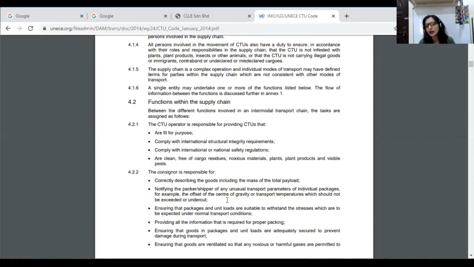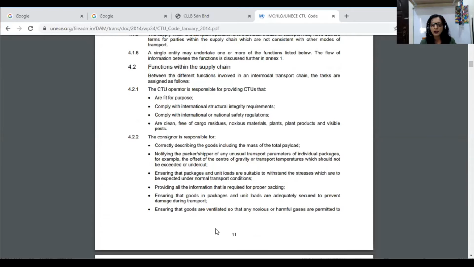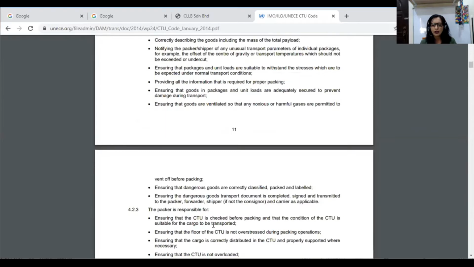So here they're giving it to you in a general sense, because when it comes to dangerous goods by sea, the IMDG code already prescribes that if you want to ship out dangerous goods, the packages that you use for them have to be of such quality, tested, and obtain the UN packing approval code before they can be used. So here this bullet is referring to non-DG cargo. And then here, providing all information that is required for proper packing, and ensuring that goods and packages and unit loads are adequately secured. So that is here.